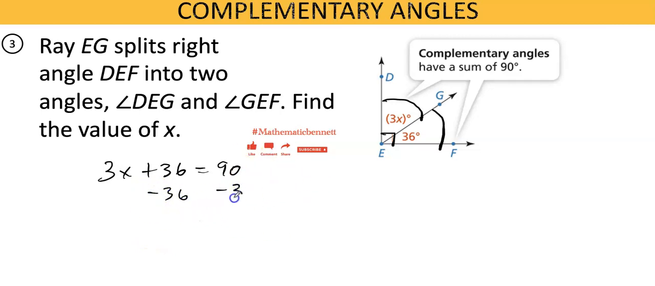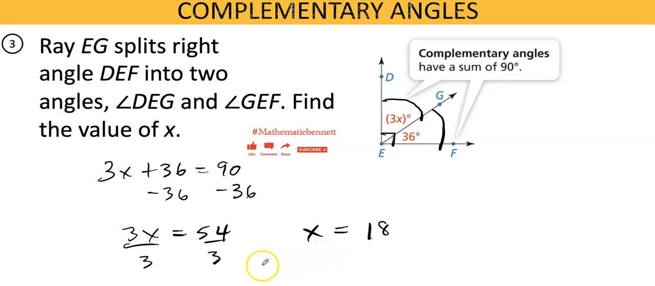Subtracting 36 from both sides, we see that 3x would be equal to 54. From there, we can divide both sides by 3, and we see that x would be equal to 18. Remember, x is not an angle, so the 18 is not 18 degrees. It's just the value of x in this question.